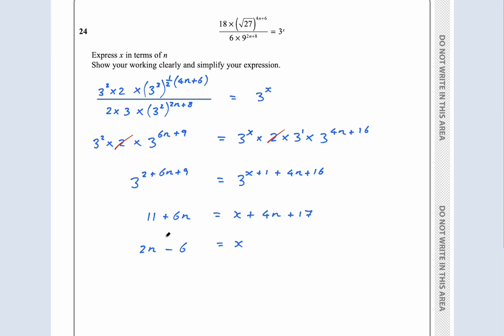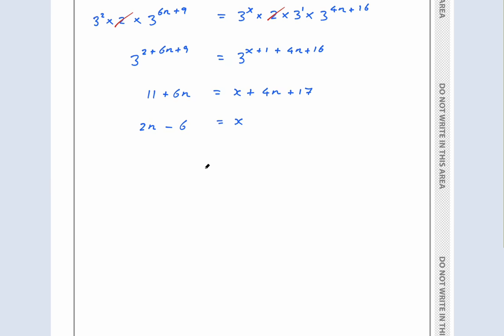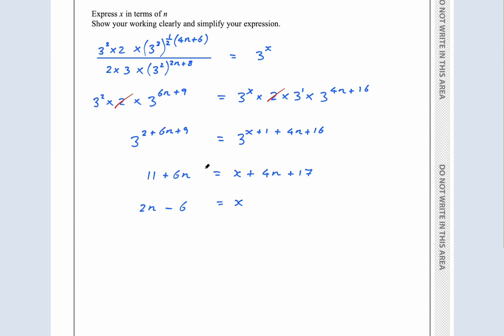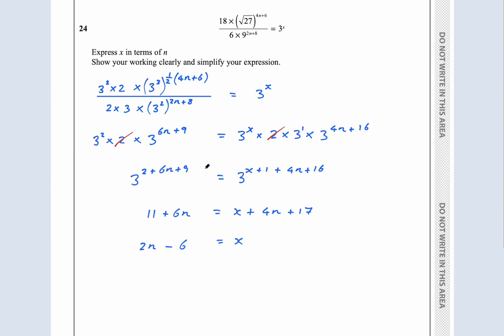So actually it wasn't as bad as I thought. It was obviously a difficult question, but it wasn't that bad because the 2's cancelled quite nicely. And there was no quadratic. I thought there might be a quadratic that I had to solve. Okay, that's it, guys. That's 24. That is the final question, and we are done. So I'll see you in the next video.